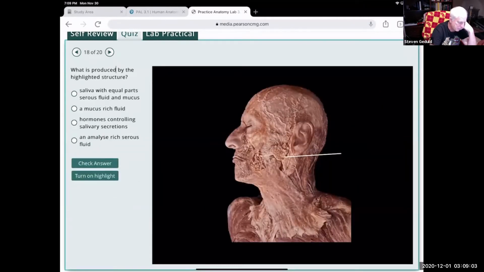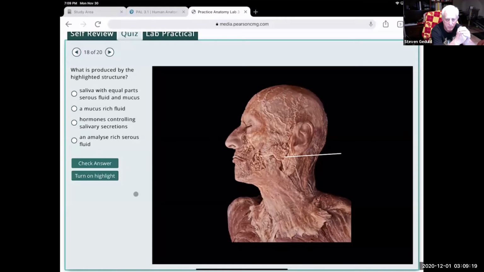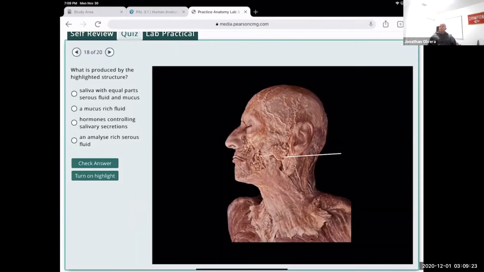18. First of all, what's it pointing at? Parotid gland. Okay, so what is produced by the parotid gland? Saliva with equal parts serous fluid and mucus-rich fluid, hormones controlling subject secretions, amylase-rich serous fluid. Remember the parotid gland?